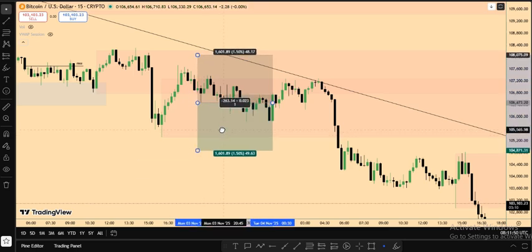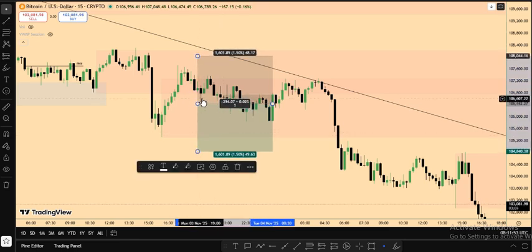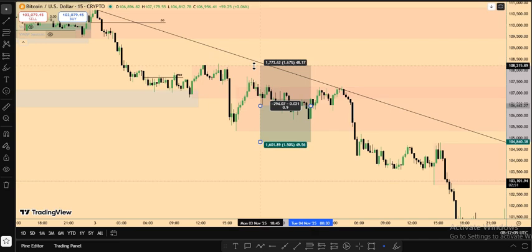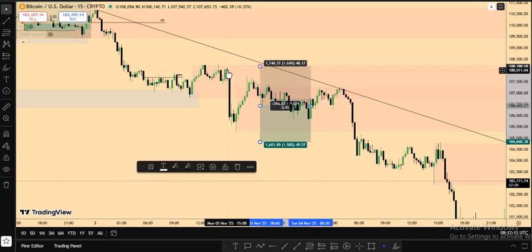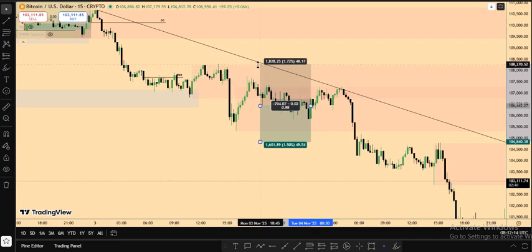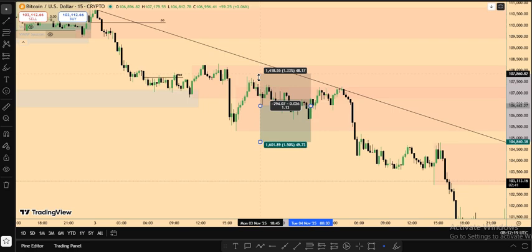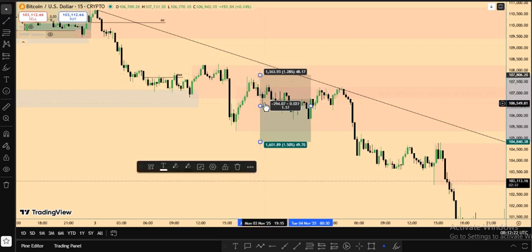Then I need price to break this low for a continuation towards the downside. So that is where I want to keep my stop loss. I'll be keeping my stop loss above this high, or above the supply zone, or the last high that made that low. And if price continues to go up, fine, I'll look for another place to keep my stop.